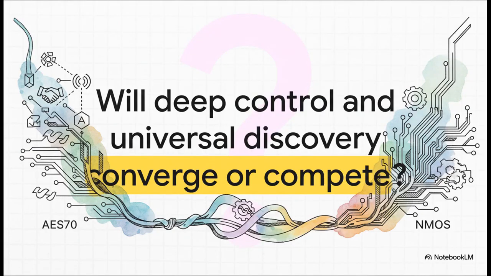But that leaves us with one last, really interesting question for the future. As these systems get more and more complex, what happens next? Do we need both of these things, a universal handshake to get connected, and then a deeper language for control afterwards? Will these two different philosophies find a way to work together? Will one eventually absorb the other, or will they just keep competing? One thing's for sure, the story of the IP control plane is far from over.